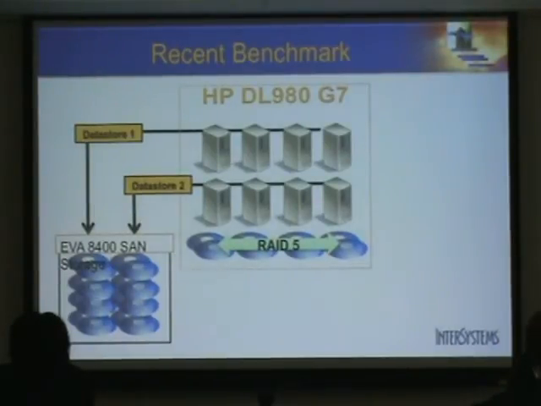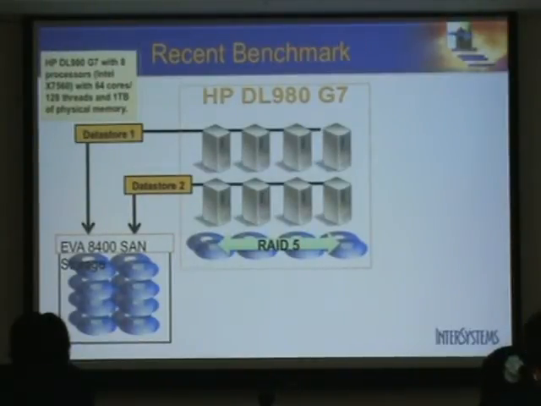Okay, and the last thing that I want to talk about is a recent benchmark that we did. It's a pretty complicated diagram, but it's actually pretty simple. There was an HP system that we were testing on. It was a DL980 with 8 processors, 64 cores, 1 terabyte of physical memory. This is the DL980, very big system. Okay, we had an EVA as a SAN, so some very good storage down there, and the system was connected to the EVA using fiber.